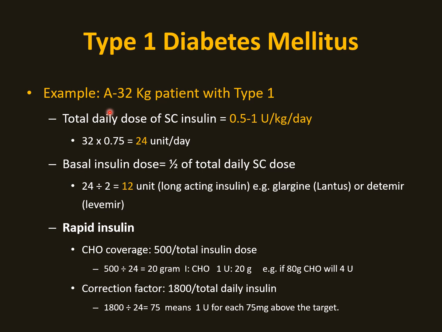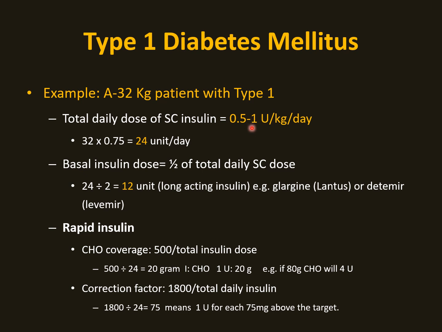This is an example of a 10 years old, 32 kilogram patient with new onset type 1 diabetes mellitus. How to calculate the insulin for this patient? The total daily dose of subcutaneous insulin is calculated as 0.5 to 1 unit per kilo per day. When should I use 0.5? In infants and young children, to prevent hypoglycemia.